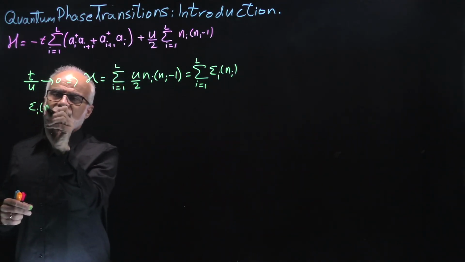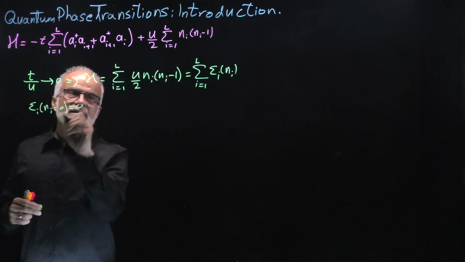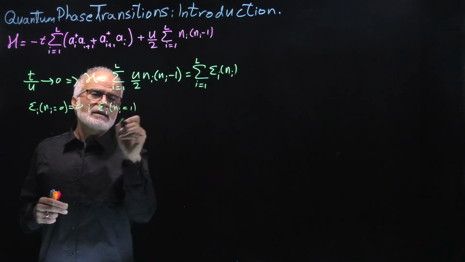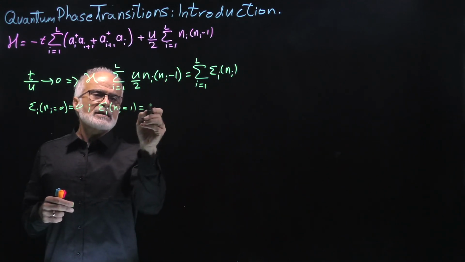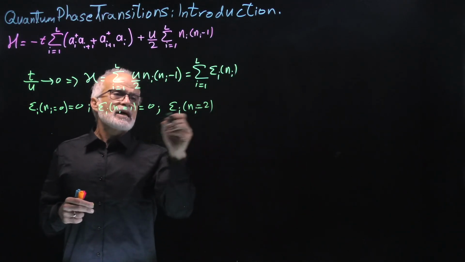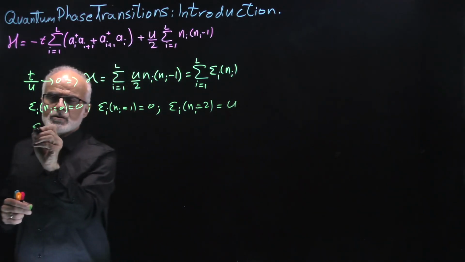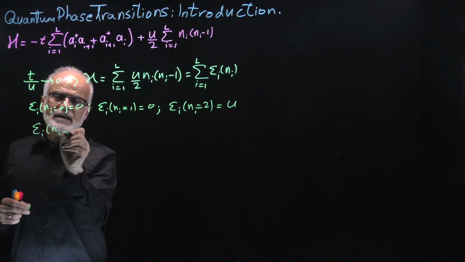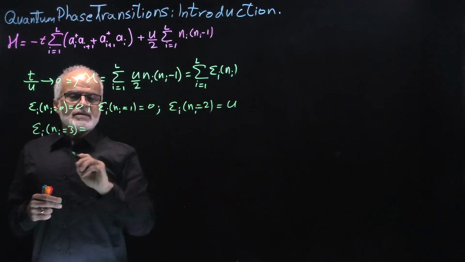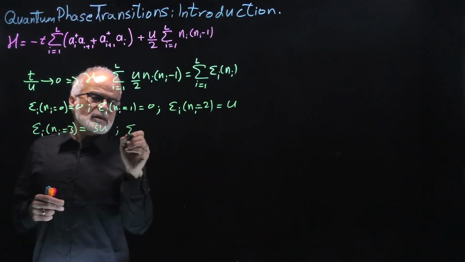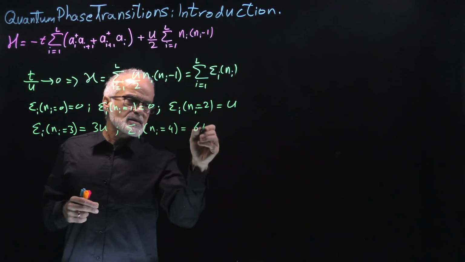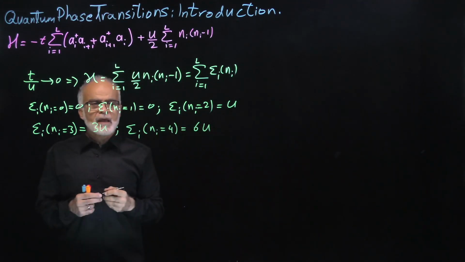So epsilon_i of n_i equals 0. That's clearly 0. Epsilon_i of n_i equals 1. That's also 0 because I have 1 minus 1. Epsilon_i of n_i equals 2. That's just u. I'll do 2 more. Epsilon_i of n_i equals 3. That is 3 times 2 is 6, divided by 2 is 3u. And the last one is epsilon_i of n_i equals 4. That's equal to 6u. And so on.